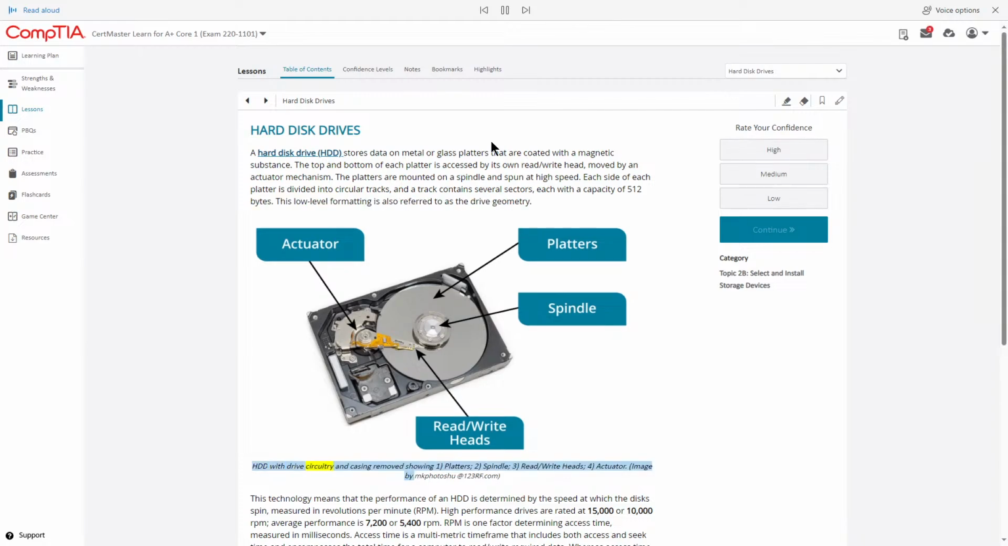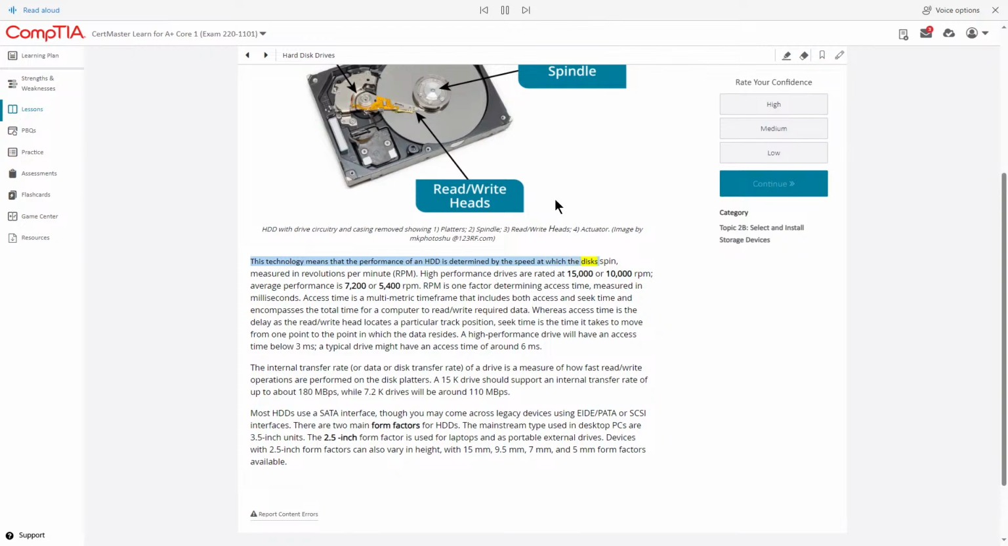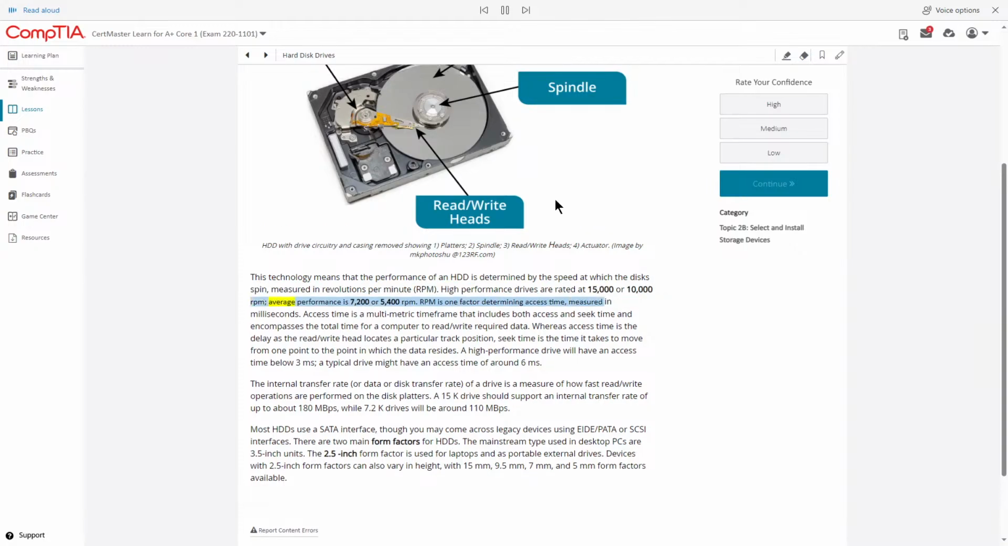HDD with drive circuitry and casing removed showing 1. Platters, 2. Spindle, 3. Read/write heads, 4. Actuator. Image by CompTIA at 123rf.com. This technology means that the performance of an HDD is determined by the speed at which the disks spin, measured in revolutions per minute (RPM). High-performance drives are rated at 15,000 or 10,000 RPM. Average performance is 7,200 or 5,400 RPM.